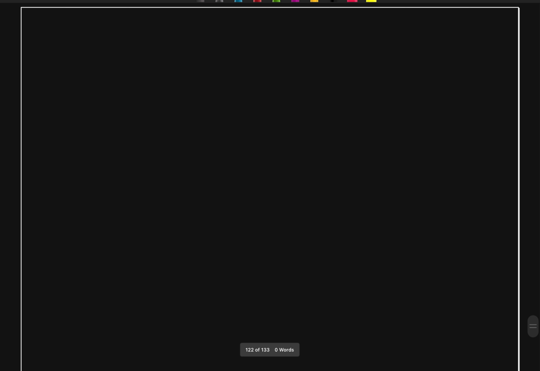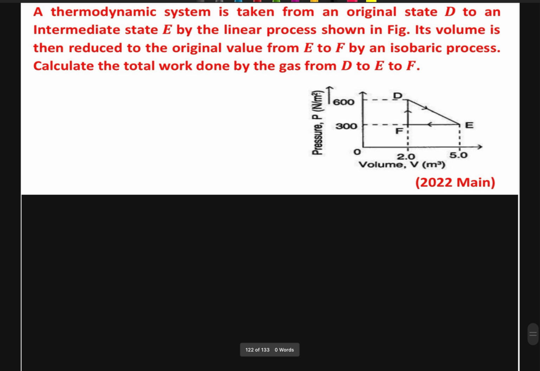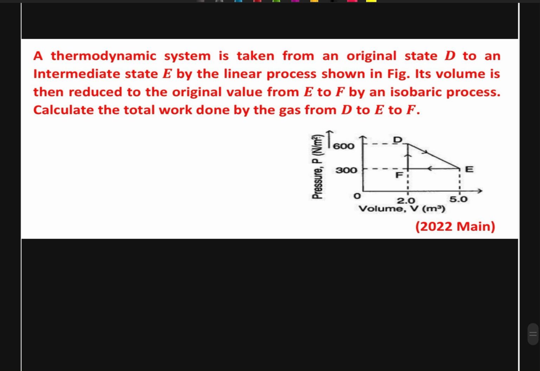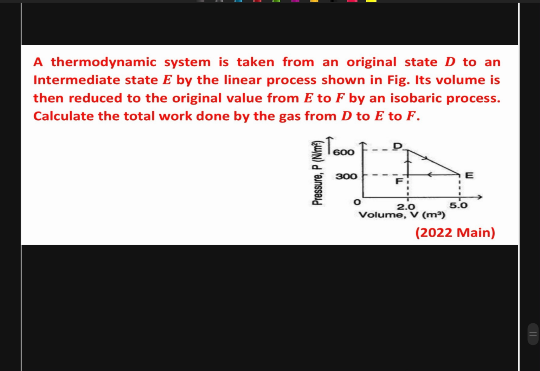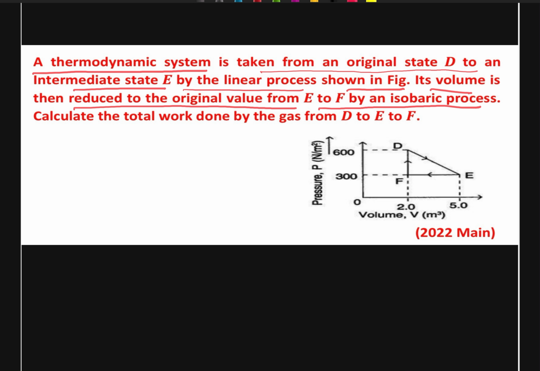Next question. It states that a thermodynamic system is taken from original state D to an intermediate state E by a linear process as shown in figure. Its volume is reduced to the original volume from E to F by isobaric process. Calculate the total work done by the gas from D to E and E to F.